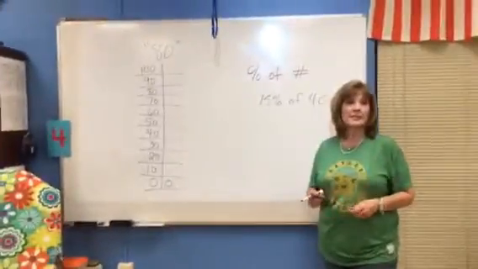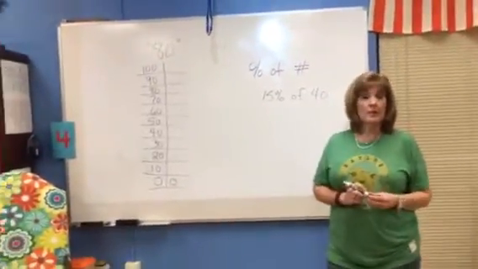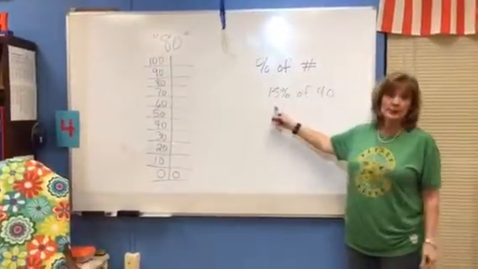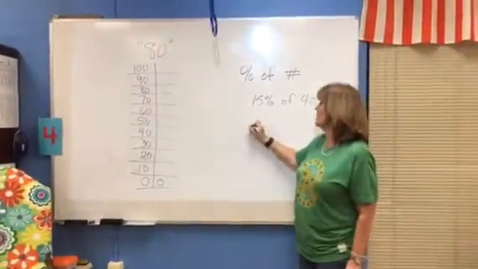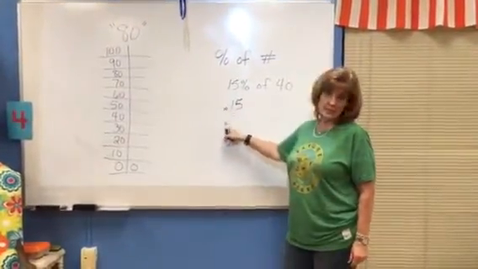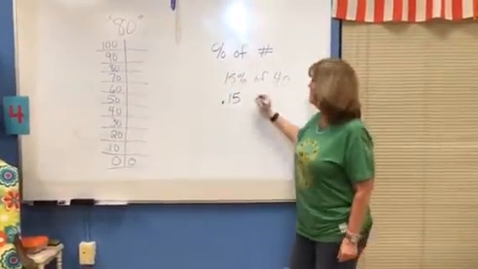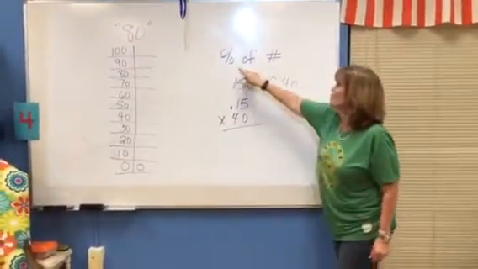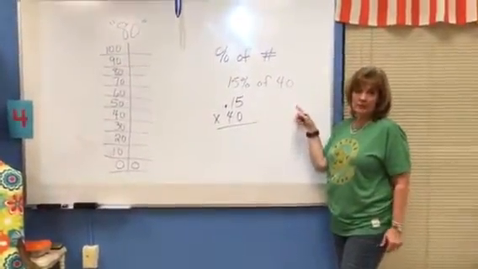Okay, so we're going to talk about percent of a number again. Percent of a number is where you can take the percent, change it to a decimal, because when you divide by 100, you move the decimal twice to the left. Of means multiply. It works on percent of a number when they're set up like this.